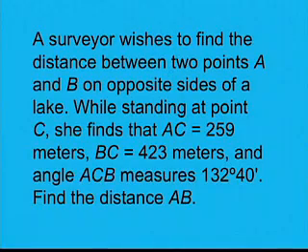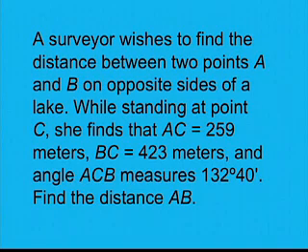Let's take a look at an example where we know the length of 2 sides and the measure of 1 angle. In this example, we would have side angle side. A surveyor wishes to find the distance between 2 points A and B on opposite sides of a lake. While standing at point C, she finds that length AC is equal to 259 meters. Length BC is equal to 423 meters, and the angle ACB measures 132 degrees 40 minutes.